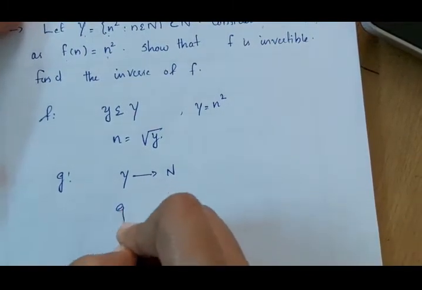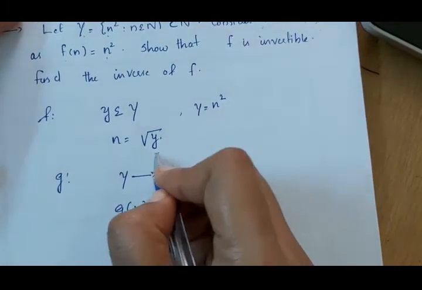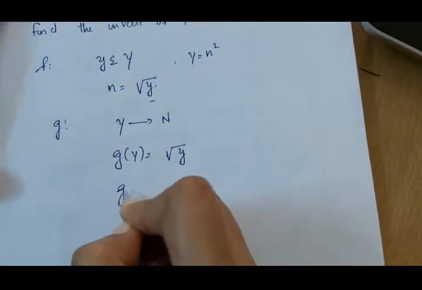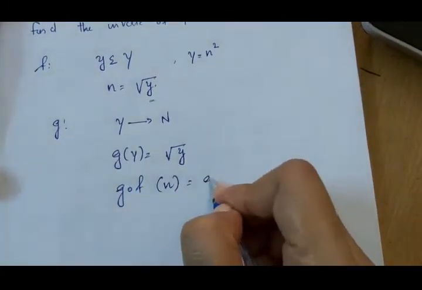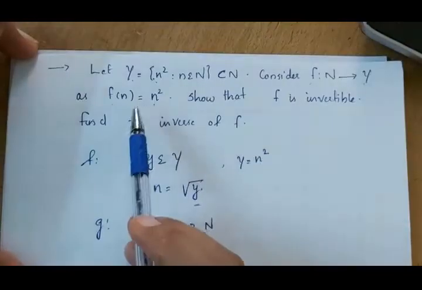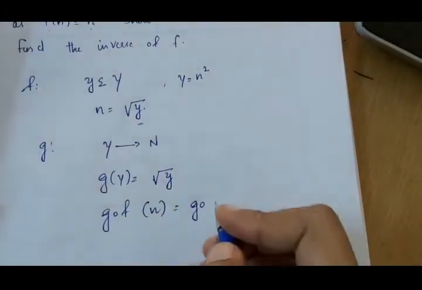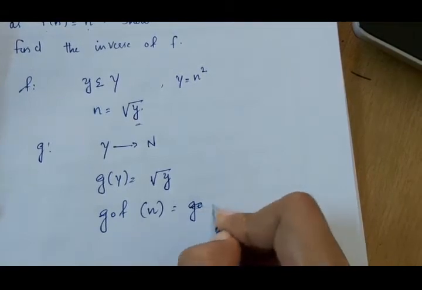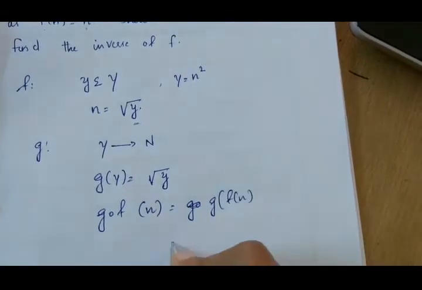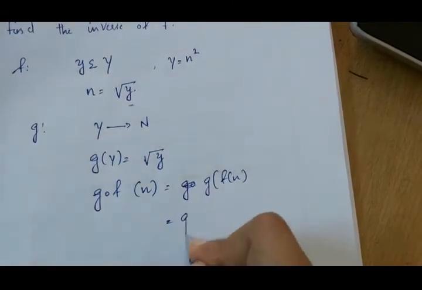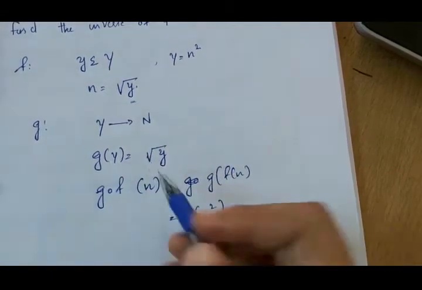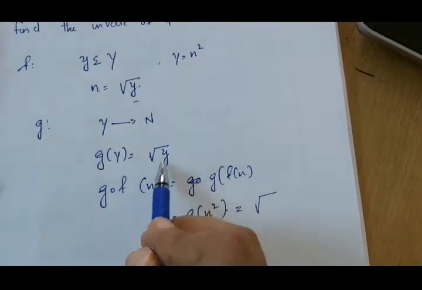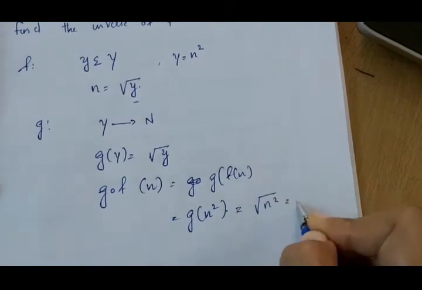Okay, g of y is equal to root y. Then we have to find g composition f of n. F of n is equal to n square. So g composition f of n is equal to g of n square. Here we have to substitute what is g of y, root y. So we substitute n square in place of y, which is equal to n.